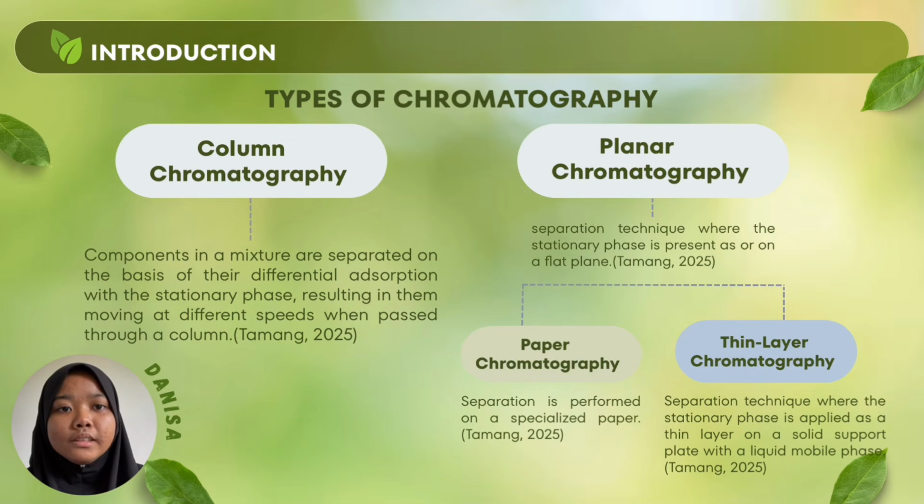Moving on, let's look at the different types of chromatography which broadly fall into two main categories. Number one, column chromatography. In column chromatography, components of a mixture are separated inside a tube or column based on how differently they adapt to the stationary phase, causing them to travel at different speeds. Number two, planar chromatography. Planar chromatography is a technique where the stationary phase is set up on a flat plane. This can be broken down further into paper chromatography, where the separation takes place on a specialized paper, and also thin layer chromatography, where the stationary phase is applied as a thin layer onto a solid support plate while using a liquid mobile phase to drive the separation.